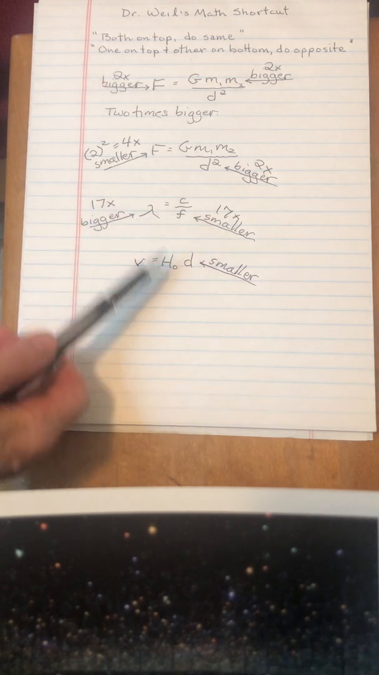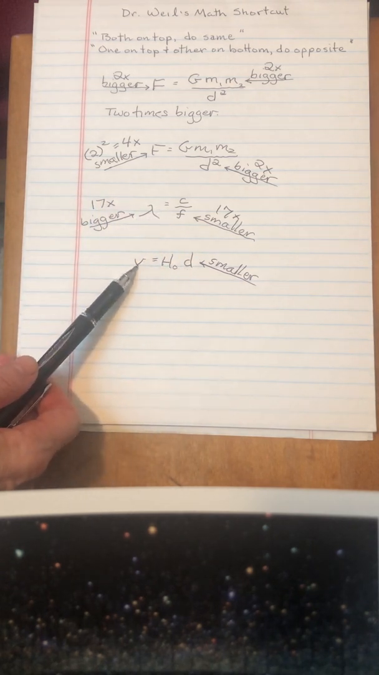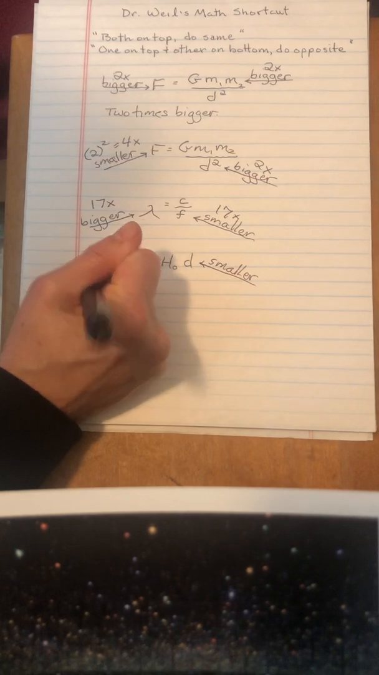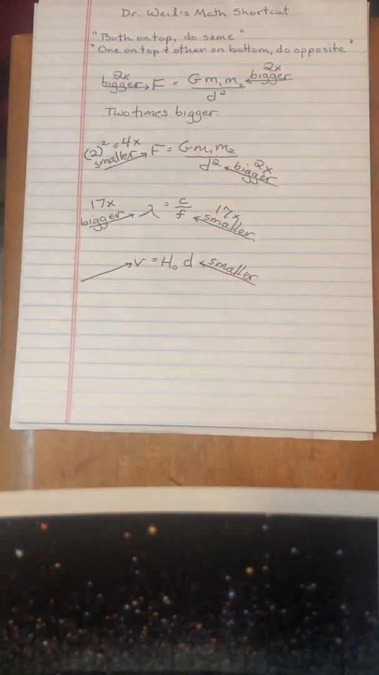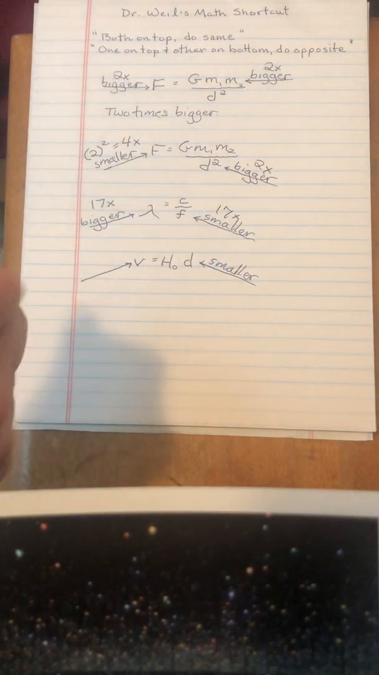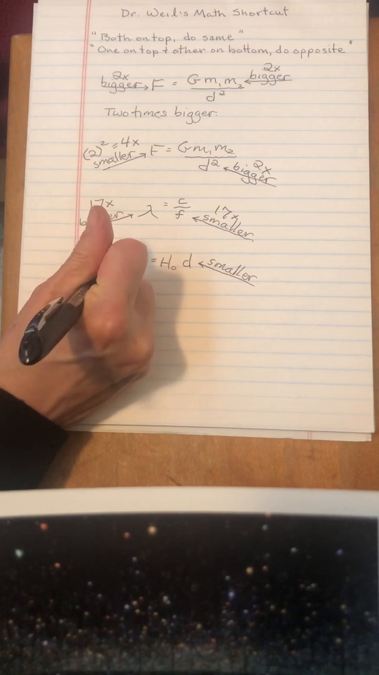Notice that over here it's on top. It's not under a dividing line. And velocity over on the other side of the equal sign, same deal. It's on the top, not under a dividing line. So when you point your arrow to see what happens to the velocity, we've got both of them on top. They must do the same thing. So if the distance gets smaller, the velocity must get smaller.